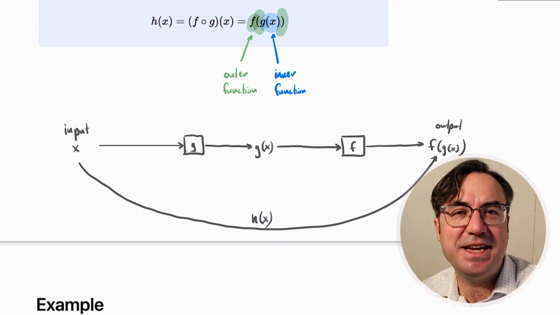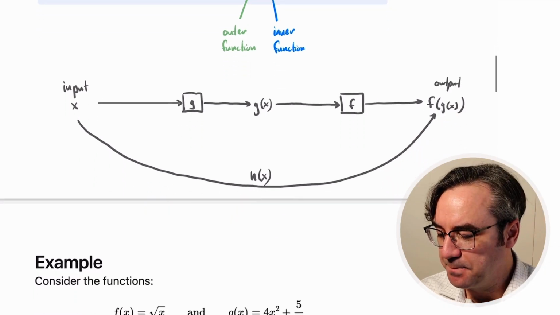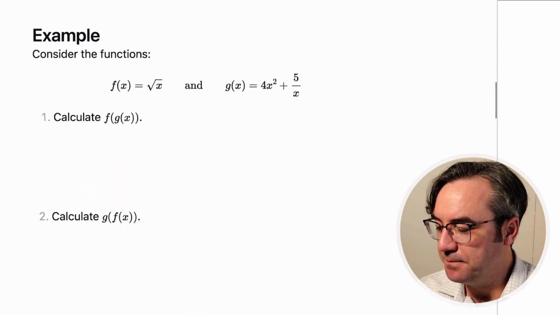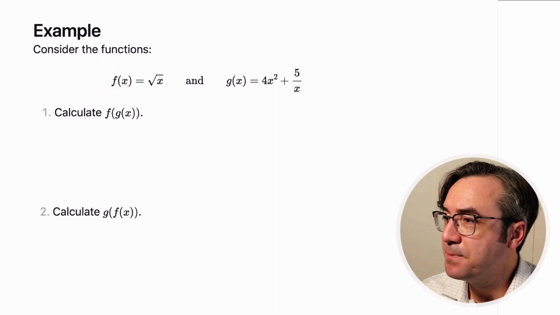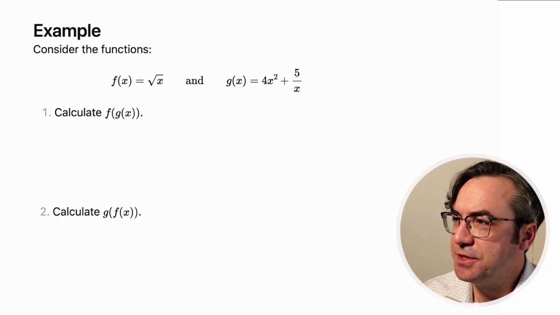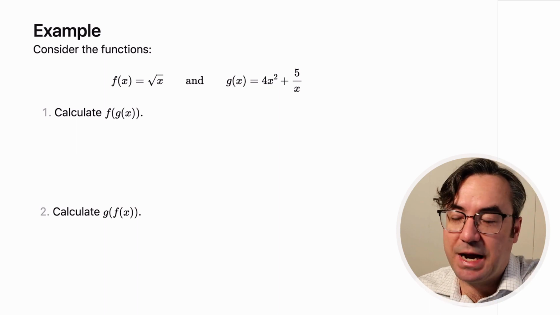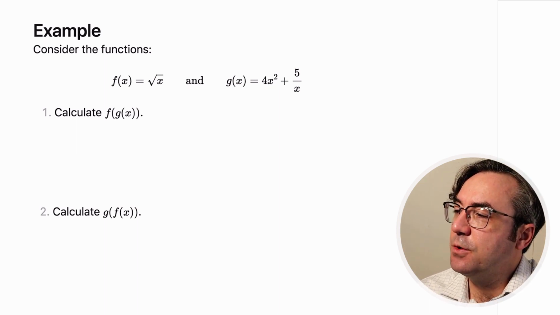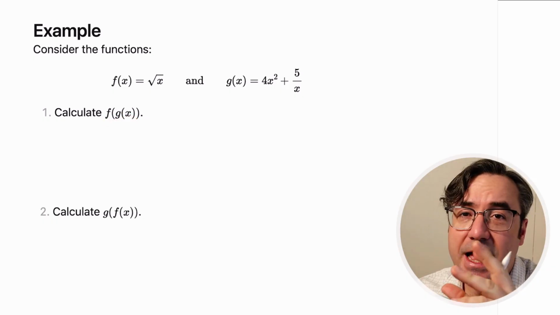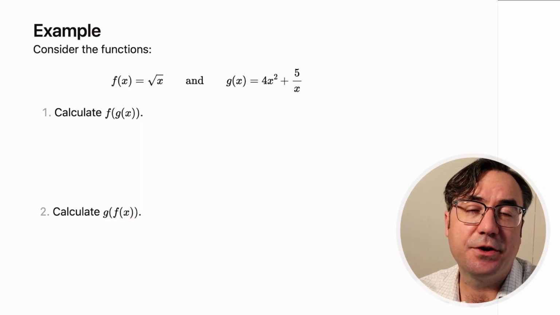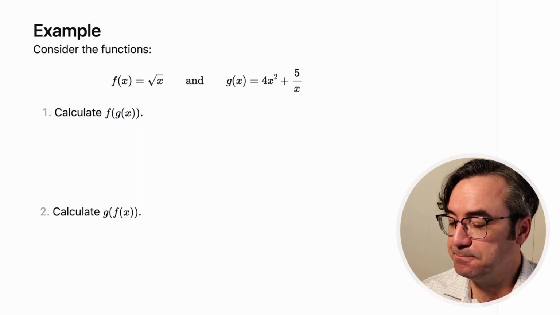All right, so that's the idea, that's the definition. Let's actually see some examples to get a better idea of what's going on. All right, so let's look at the first example here. We have a function f of x, which is the square root of x, and then we've got a function g of x, which is 4x squared plus 5 over x. And we're going to calculate two different compositions. In the first one, we're going to calculate f composed with g of x. And then in the second one, we're going to switch it around. We're going to calculate g composed with f of x. And what we're going to see here is that the order actually does matter.